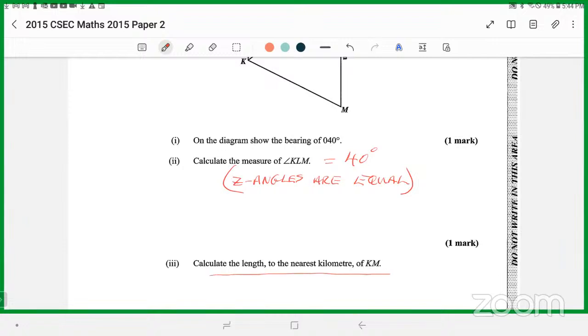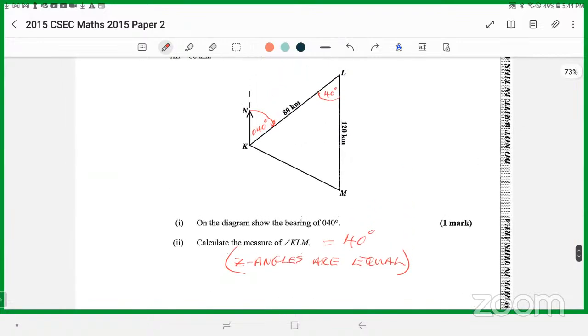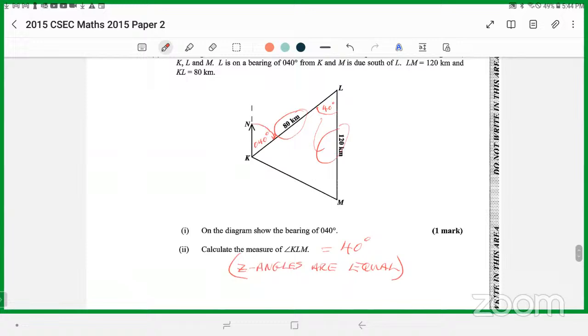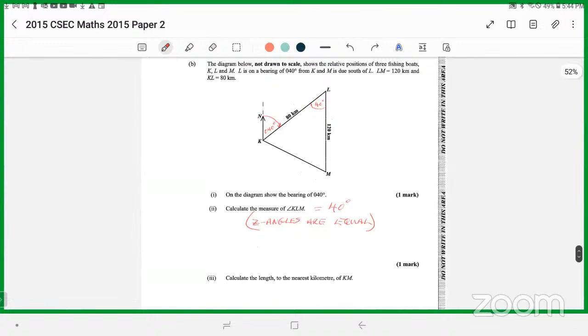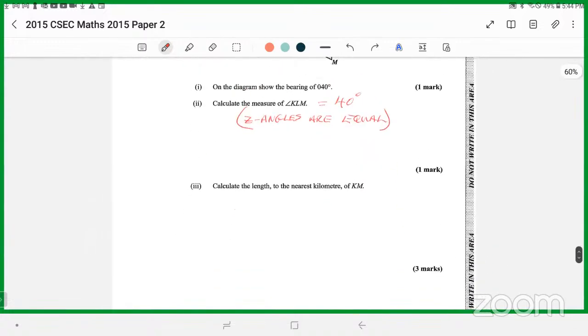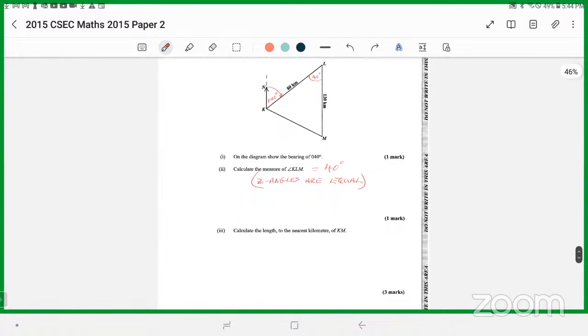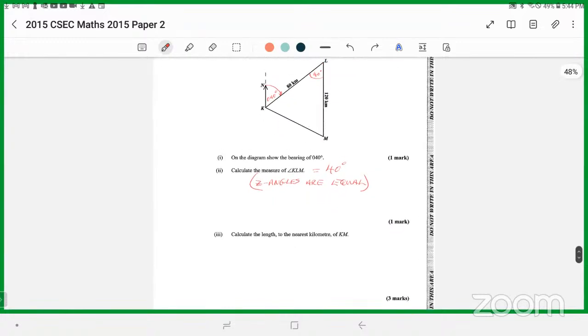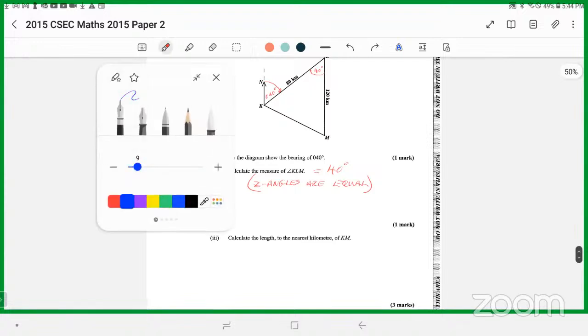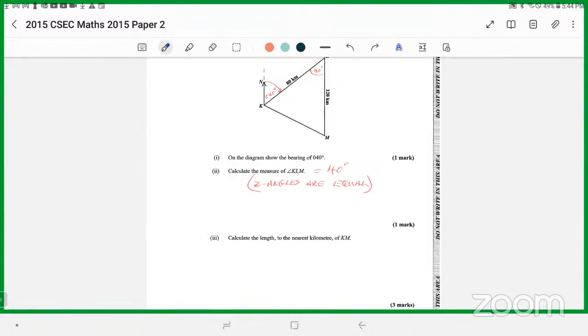Then calculate the length of this side, the KM, which is going to be with the use of cosine rule for sure, because again, we have two sides and an angle between them. So let's do it here. I can do it beside it and then copy down. Let's see if I can fit everything. So we're just going to write out the cosine rule for KM.